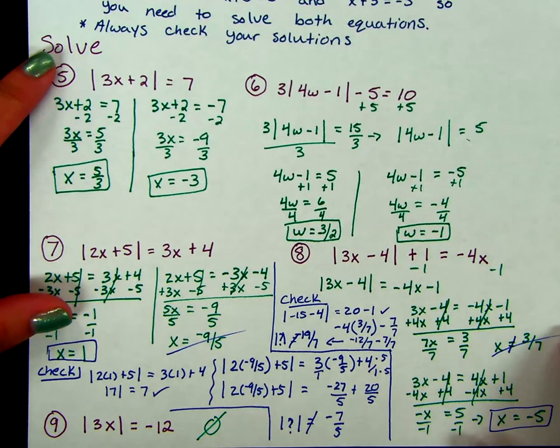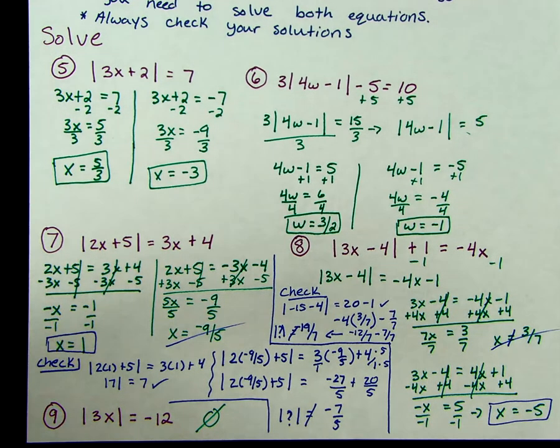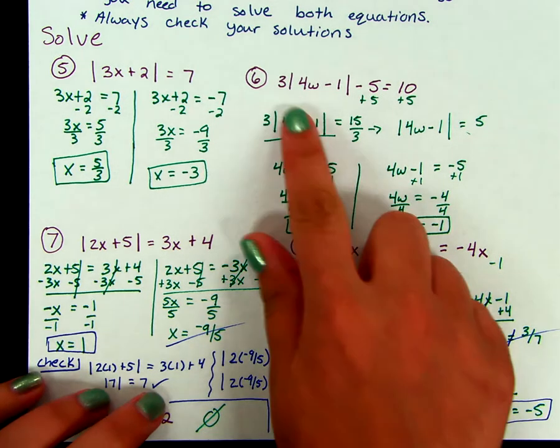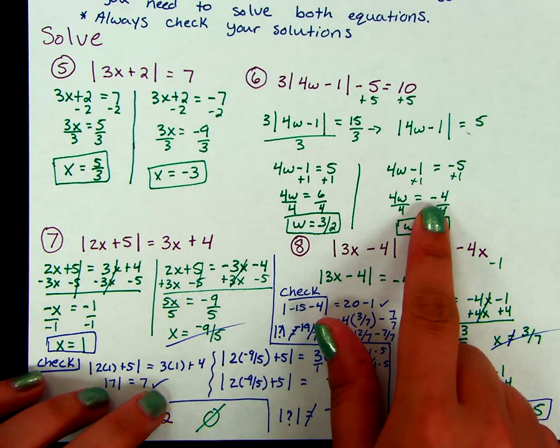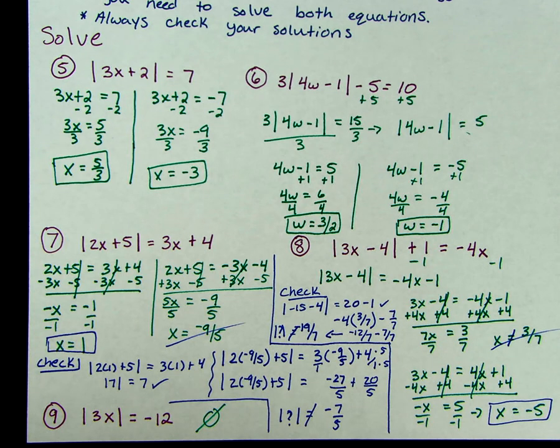So again, just to kind of recap, when you're solving absolute values, you have to isolate your absolute value first and then go into your two equations. If you have a variable outside of your absolute value symbol, you must check your work.